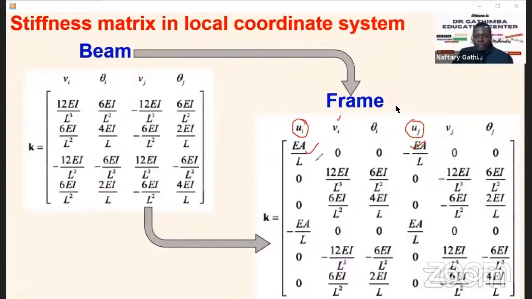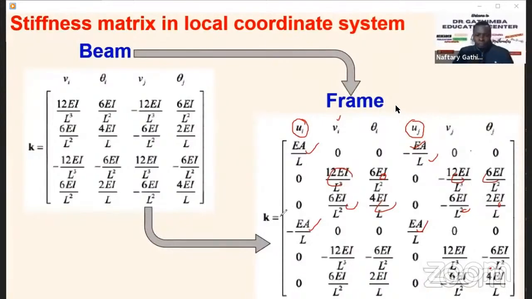So what we are saying is that you augment your matrix. We mentioned augmenting, you expand your matrix. And then, of course, because there is no relation where the node UI and VI are related, you put zeros there. So these are zeros. If you look carefully, you can extract what belongs to the truss and what belongs to the beam. So this is so simple. And this is the stiffness matrix for the plane frame in the local coordinate system.